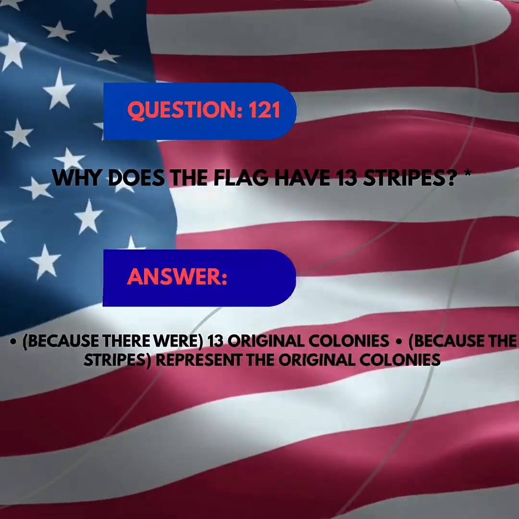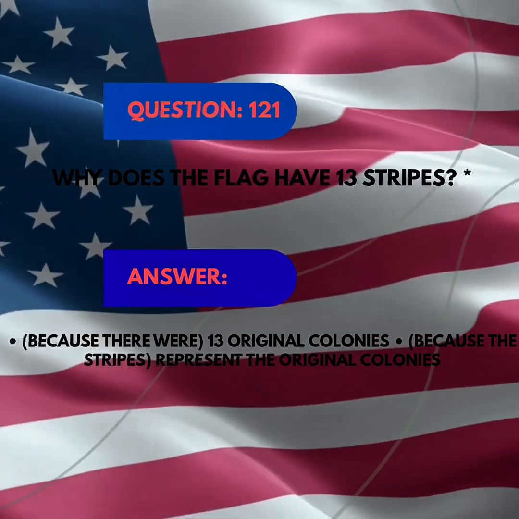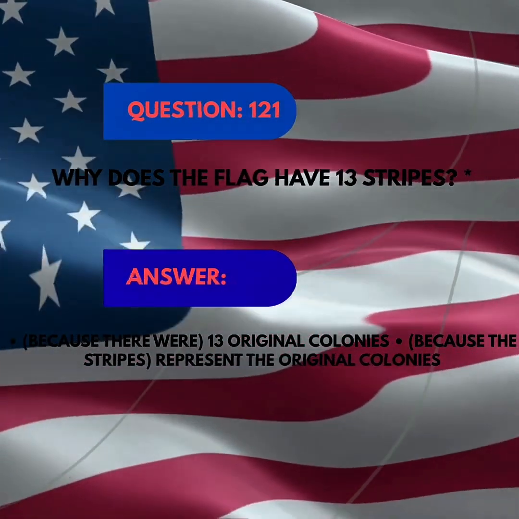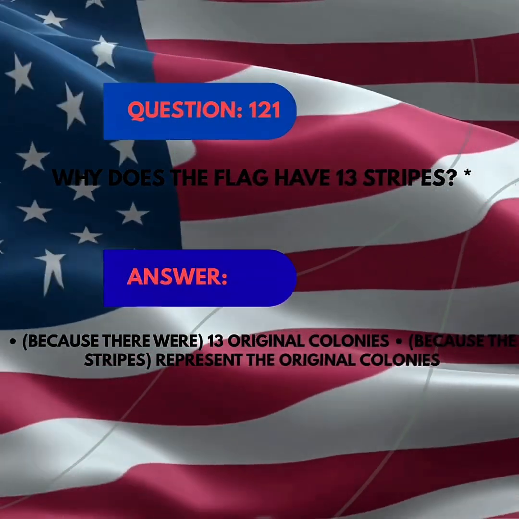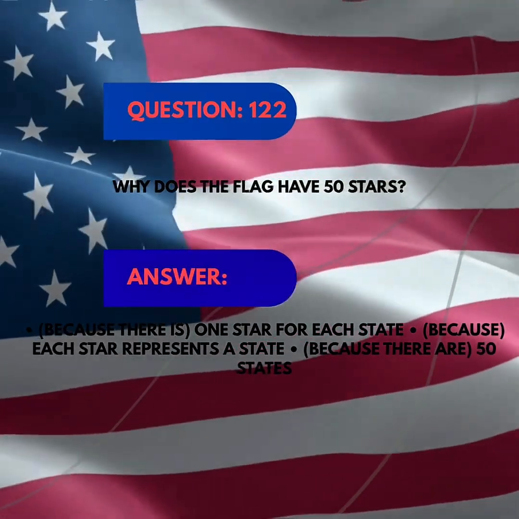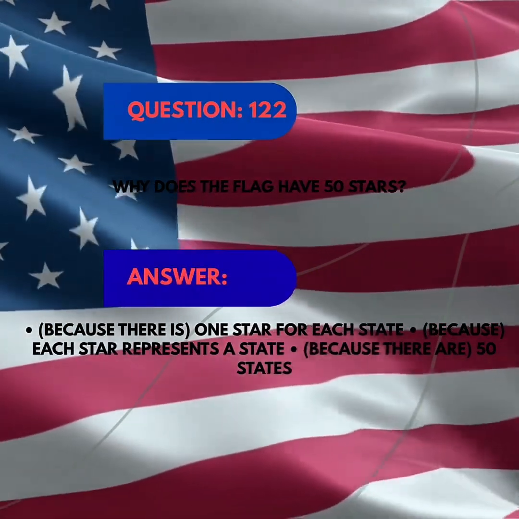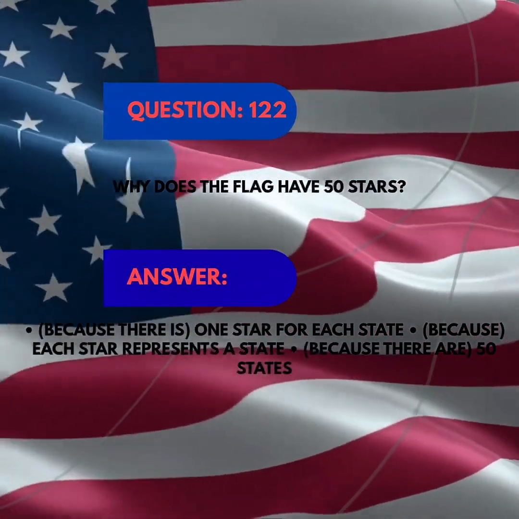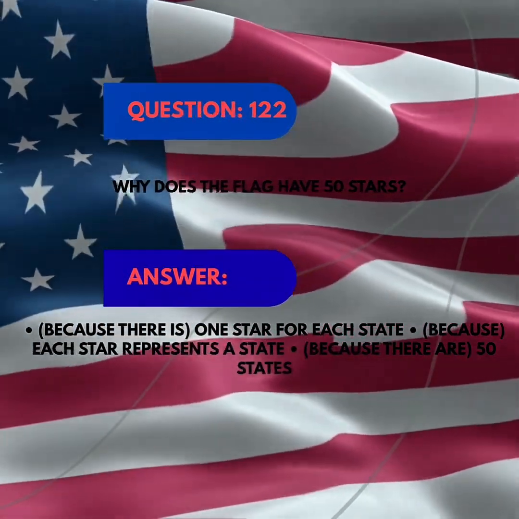Question 121. Why does the flag have 13 stripes? Answer: Because there were 13 original colonies. The stripes represent those colonies. Question 122. Why does the flag have 50 stars? Answer: Because there are 50 states. Each star represents one state.